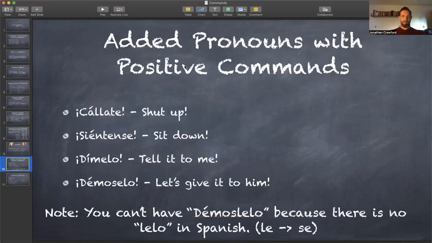And so that brings us to our next slide. Added pronouns with positive commands. So if you have positive commands with added pronouns, they're going to be attached to the end. So, for example, callar means to quiet. Often it's callarse, a reflexive verb. So there's a reflexive pronoun there. If you're telling somebody to shut up, it would be cállate, a common command. Although it's not a very nice one. So don't go around saying cállate.